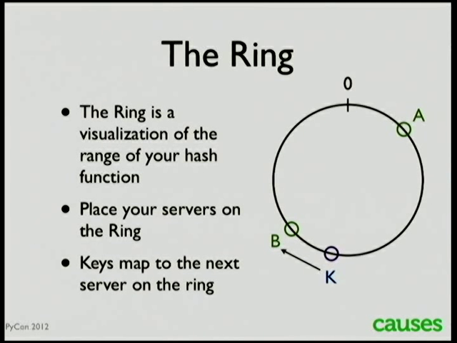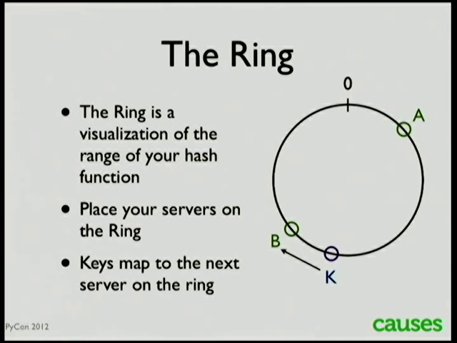In this case, we have two servers, A and B. And then when we want to look up a key on this ring, we hash the key in the same way that we hashed these servers onto the ring. We find the point on the ring and just follow this ring until we come to the next server. So in this particular example, we have a key K that hashes onto the ring. We find the next server on the ring, which is server B.